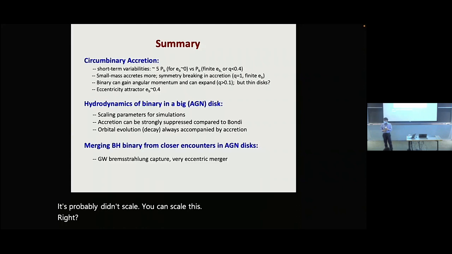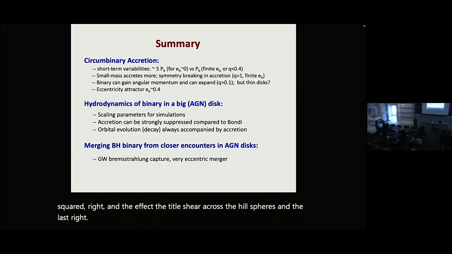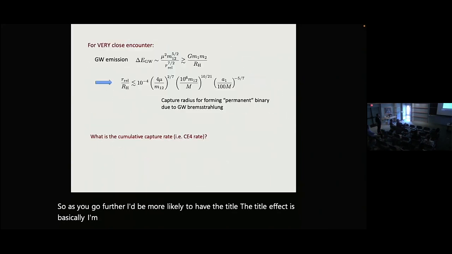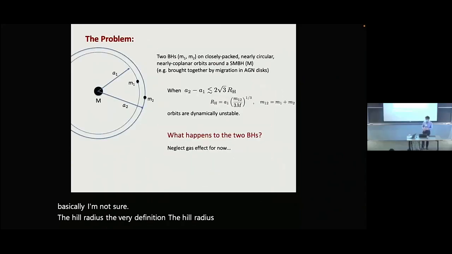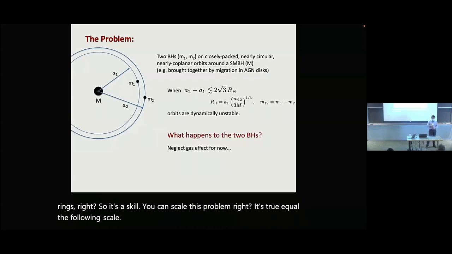The population of objects in the disk, you'd expect the number to go up as R squared. And the tidal shear across the Hill sphere is going to be less, so as you go further out, you're more likely to have some close. No, the tidal effect is basically, I'm not sure. The Hill radius, by its very definition, is essentially the tidal radius. It's a scale. You can't scale this problem. It's true you go too far, but it's scaled. You're not taking a point to the disk. Yeah, that's right. Okay, all right.